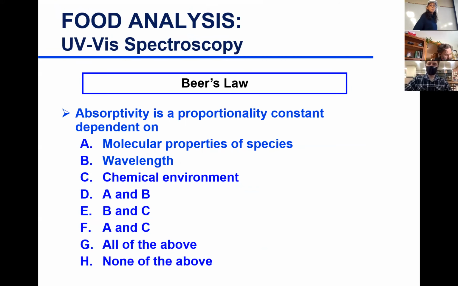So absorptivity is a proportionality constant. It's a constant dependent on the molecular properties of the species, the wavelength, the chemical environment. Yes, all of the above. So it is very unique to the molecular properties of the analyte of interest. It is specific based on the wavelength. So you change the wavelength, the absorptivity changes. And definitely the chemical environment, because depending on the pH, you might have certain ionization, you might have dissociation, association. So it will change. The pH, the ionic strength, even the temperature will impact your absorptivity.